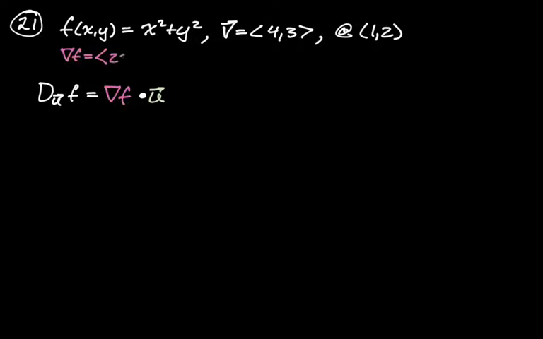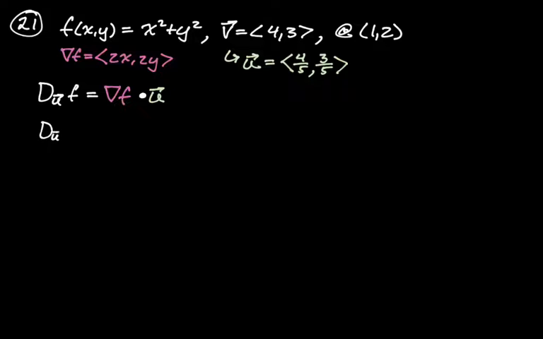So the gradient is just partial x, partial y. Partial x of x squared plus y squared is 2x. Partial y is 2y. So our gradient is 2x comma 2y. We also need a unit vector. So let's divide this by its magnitude. The magnitude is 5. That's a Pythagorean triple, 3, 4, 5. So we're going to do this dot product, and then we are going to evaluate at 1, 2.